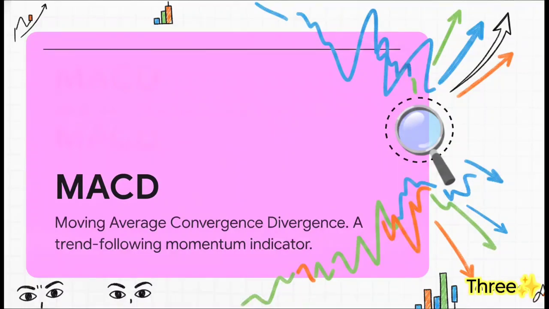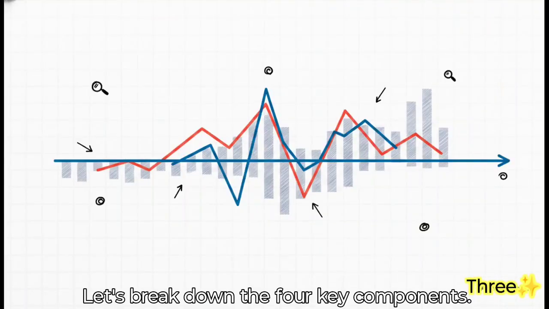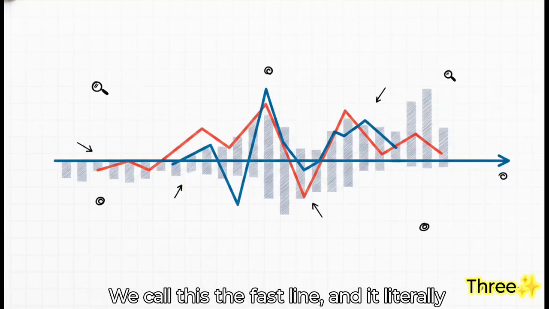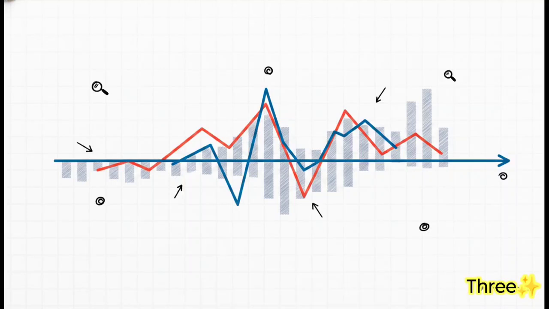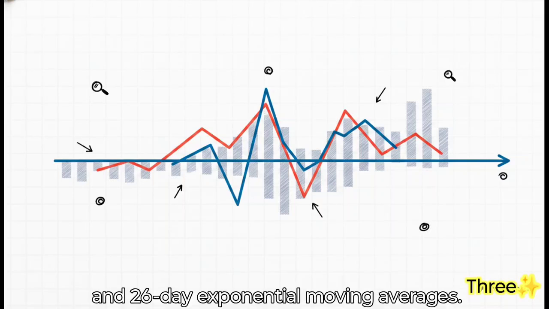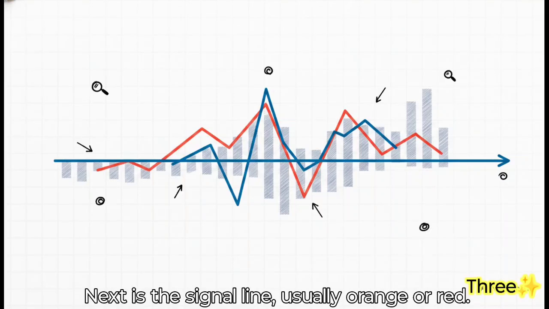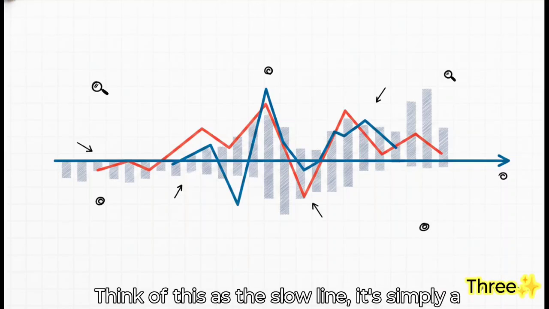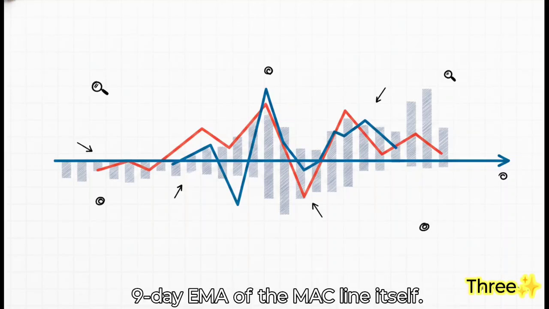Novice and pro traders alike use this, but understanding its true anatomy is absolutely the first step to real profitability. Let's break down the four key components. First up, you've got the MACD line, which is usually blue. We call this the fast line, and it represents the difference between the 12-day and 26-day exponential moving averages. Next is the signal line, usually orange or red. Think of this as the slow line. It's simply a 9-day EMA of the MACD line itself.